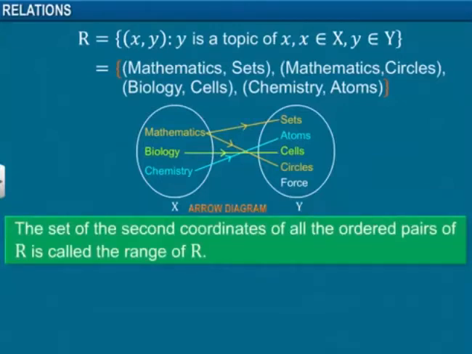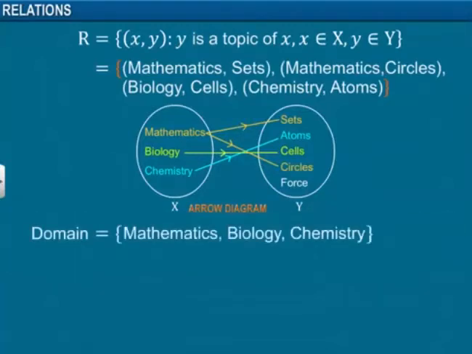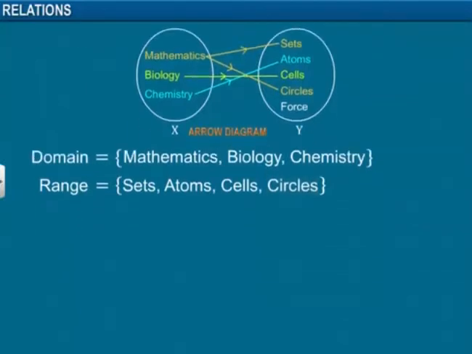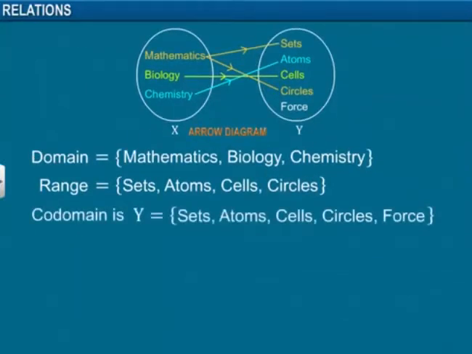The range of R in this case has 4 elements, namely sets, atoms, cells, and circles. The second set is called the codomain. In this case, Y is the codomain of the relation R. From the above discussion, we observe that range is a subset of codomain.